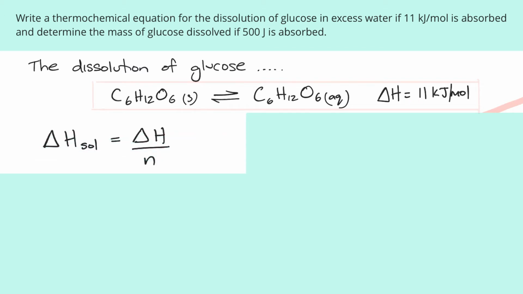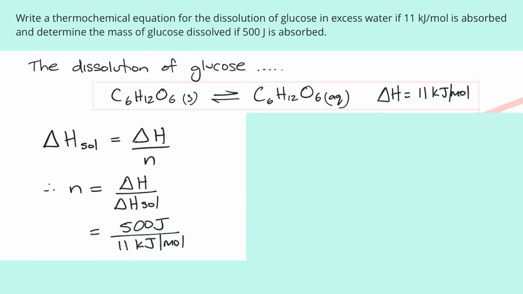Now we know that we can calculate the delta H of solubility by dividing delta H, the amount of energy that's produced by a reaction, by the moles of the substance that has caused that energy change. We can rearrange that to make n the subject so that we're calculating the moles of glucose involved, and we substitute those numbers in. 500 joules is absorbed, so that's delta H, and 11 kilojoules per mole is absorbed of glucose. And so we get 0.045 moles of glucose.